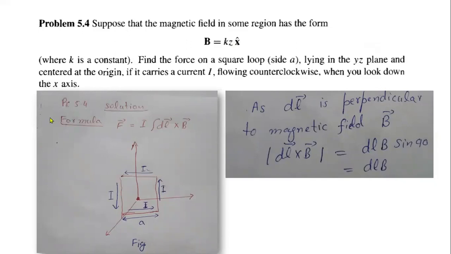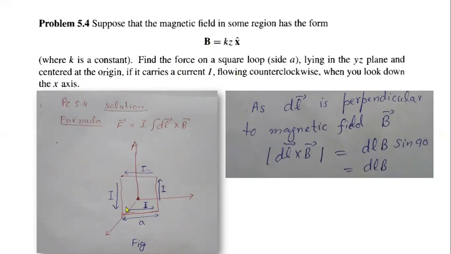This is the solution of problem 5.4. This is the formula which we will use here to solve this problem. And actually in this problem, this is the square loop and we have to find out the force acting on this square loop if this square loop is placed in the magnetic field B. The magnetic field B is along the x-axis here.